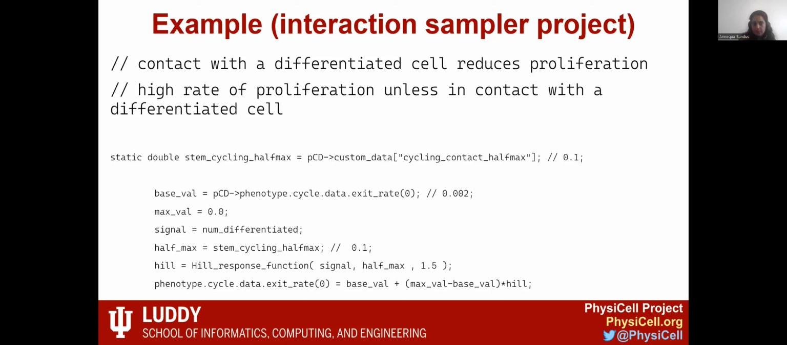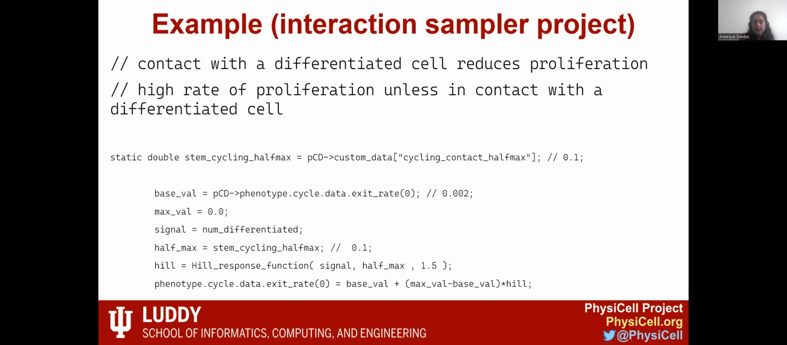So we will say we have a half max for cycling. PCD is the particular cell for which we are doing this. For this cell, the base value, which is phenotype cycle data exit rate 0, is the base value for this behavior, then the maximum value, and then the signal, which is how many differentiated cells there are. We will have some code before this to find the number of differentiated cells present in its neighborhood. Then there is the half max, and then a hill function to respond to that half max.